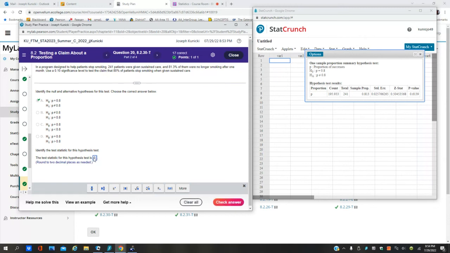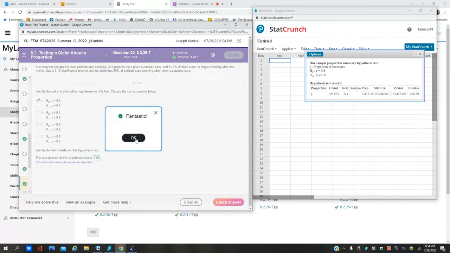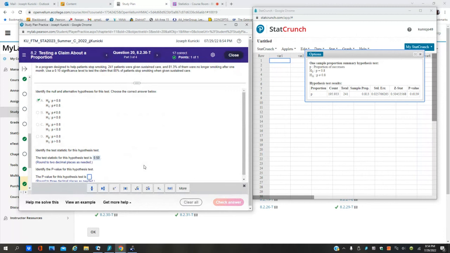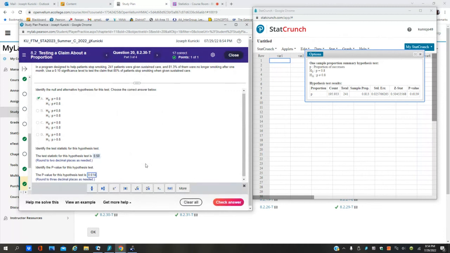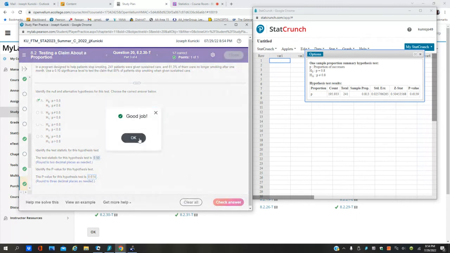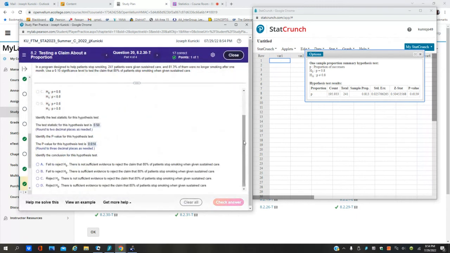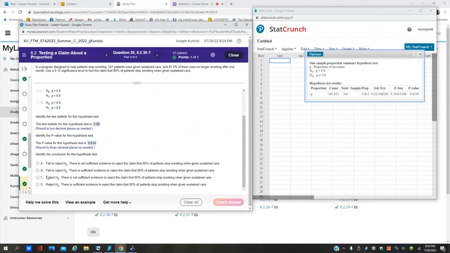Okay, then they're going to ask me for the p-value, and the p-value is 0.614 to three decimal places. That's very high. That's greater than 10%. So since the p is high, the null must fly. We failed to reject. There is not sufficient evidence to reject the claim.